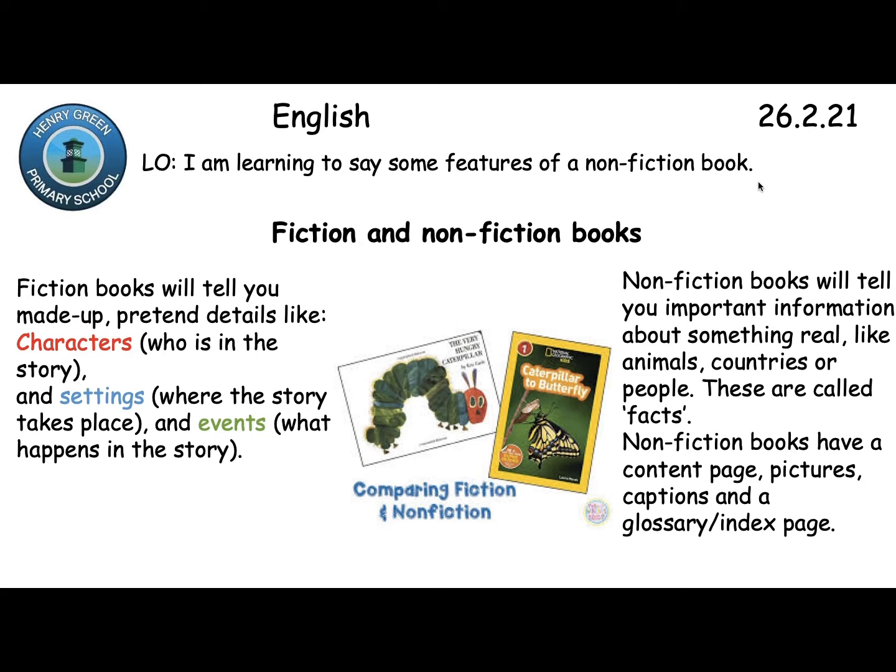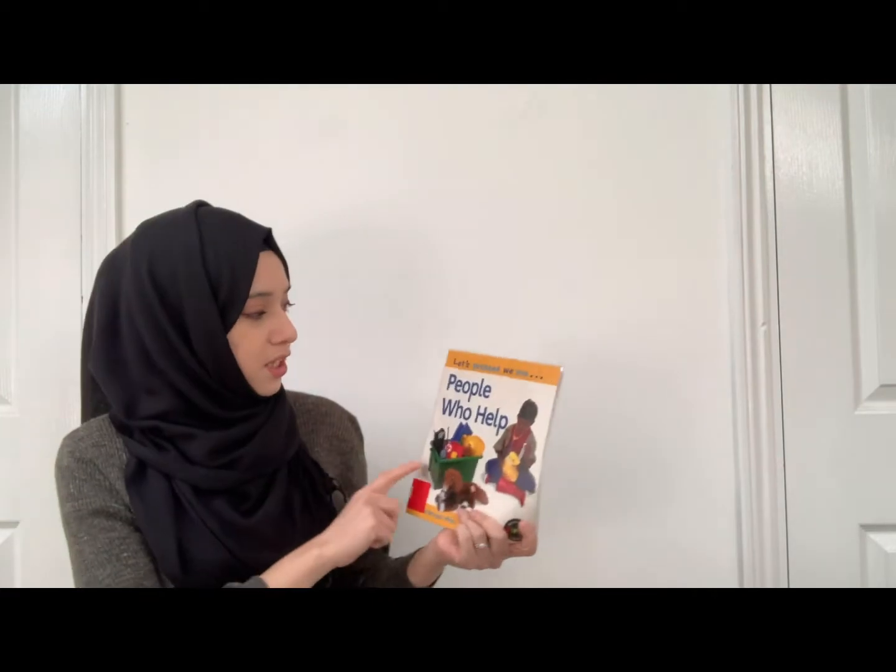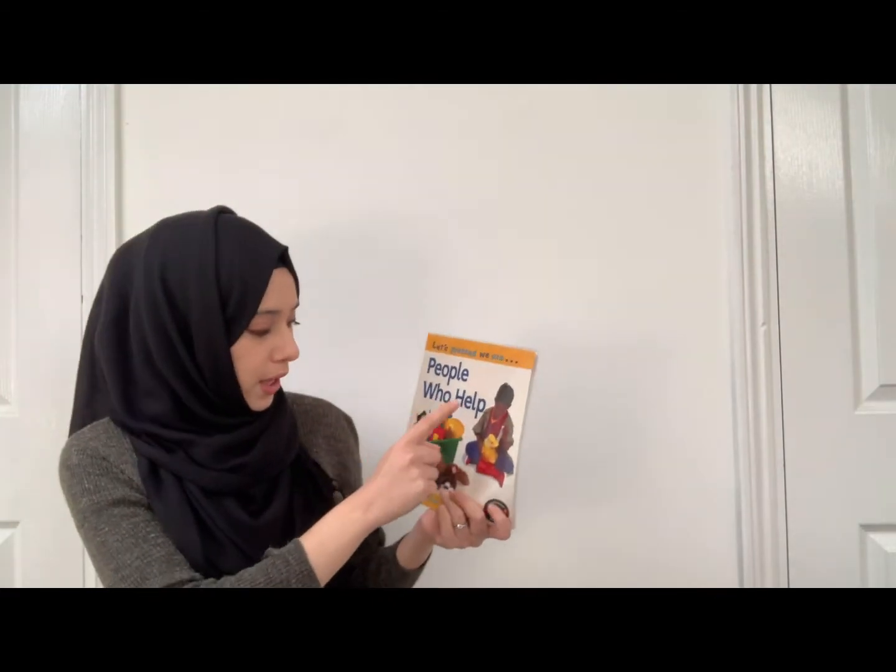Non-fiction books have a content page, pictures, captions, and a glossary page. I will now show you some examples of these books. I am now going to show you some books, and I want you to tell me, do you think it's fiction or a non-fiction book? Okay, I'll start off with this one. The title is People Who Help.